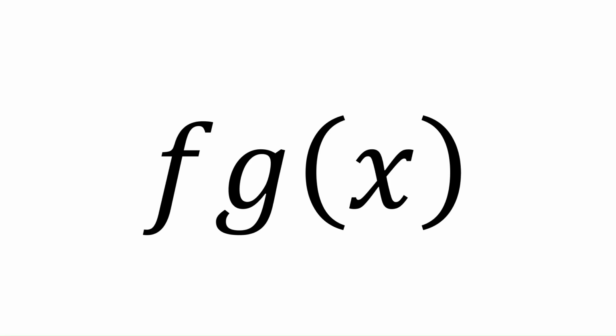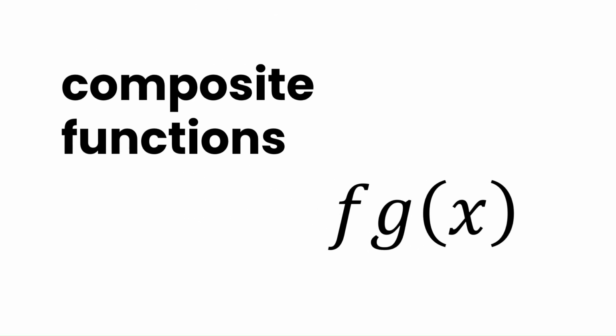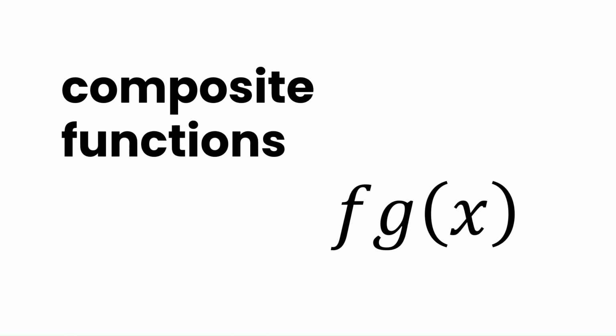What does f of g of x mean? This is where a lot of students panic, but it's really just notation again. This does not mean f times g times x. Well, this is an example of a composite function, which basically just says we've got a function within a function. Let's see this in an example.